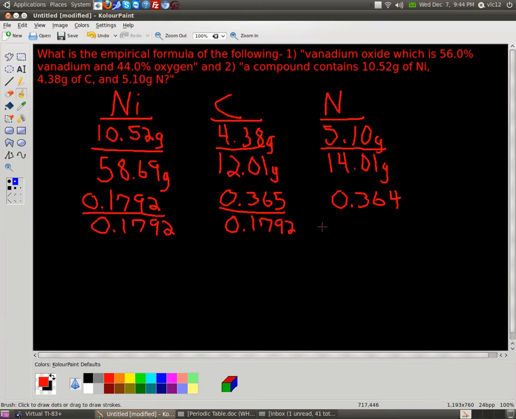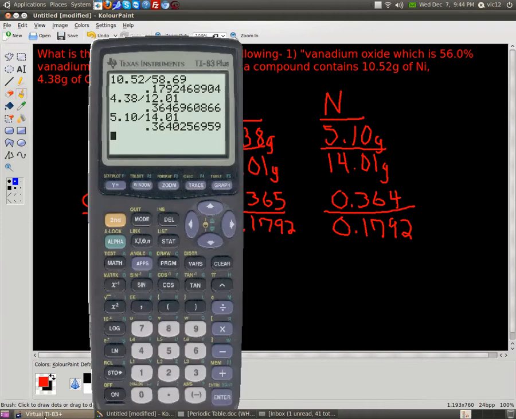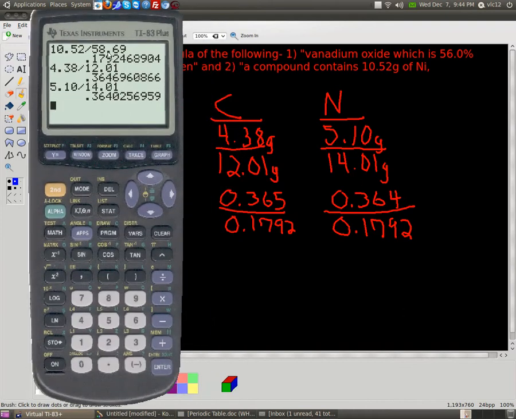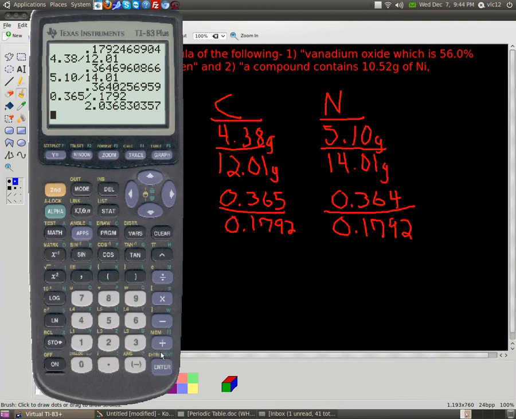0.1792. Same thing here, 0.1792. Now, what's funny is this gives me a 1 right here, which is what I wanted to begin with. This is 1 nickel. Now here, it kind of looks like a 2, but I don't know until I punch it in on the calculator. So let's punch it in. 0.365 divided by 0.1792. And lo and behold, I get 2.04.